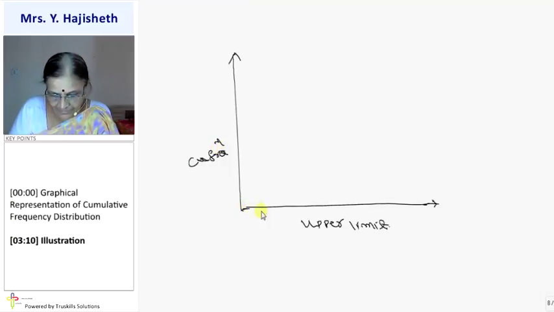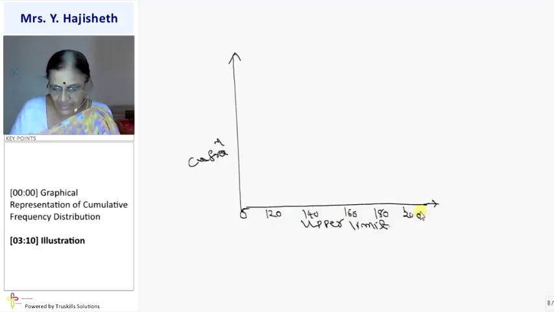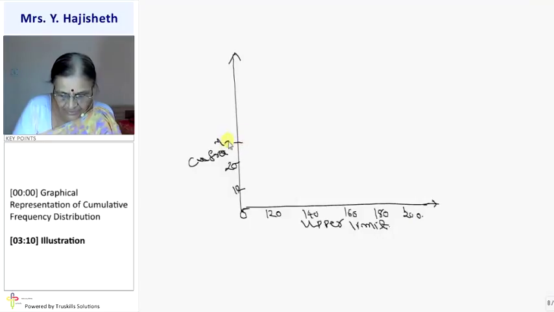I will take here O, 1 centimeter, 120, here I will write 140, I keep gap of 1 centimeter or 2 centimeter, 180 and then 200. Okay. Here I will write 10 is equal to 1 centimeter, 10, 20, then 1 centimeter छोड़ के 30, then 40, then 50, then 60. Clear.